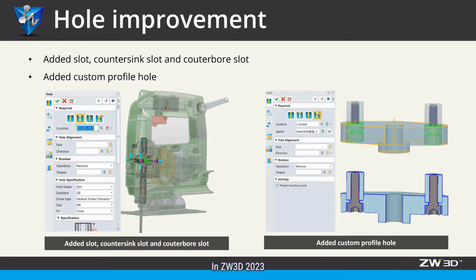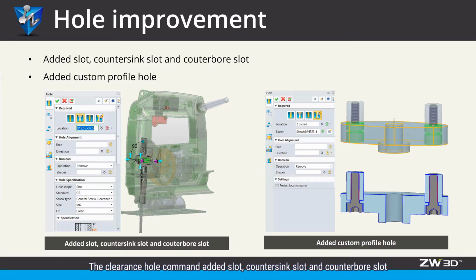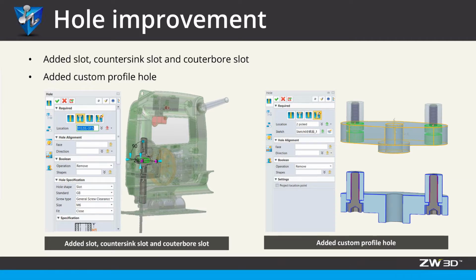In ZW3D 2023, the clearing hole command added slots, countersink slot, and counterbore slot, from which we can quickly create slot holes. At the same time, to meet the design requirements of non-standard hole, we also added the profile hole function.